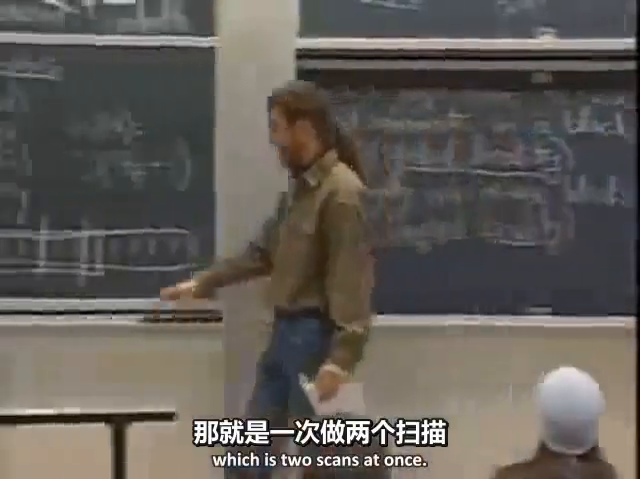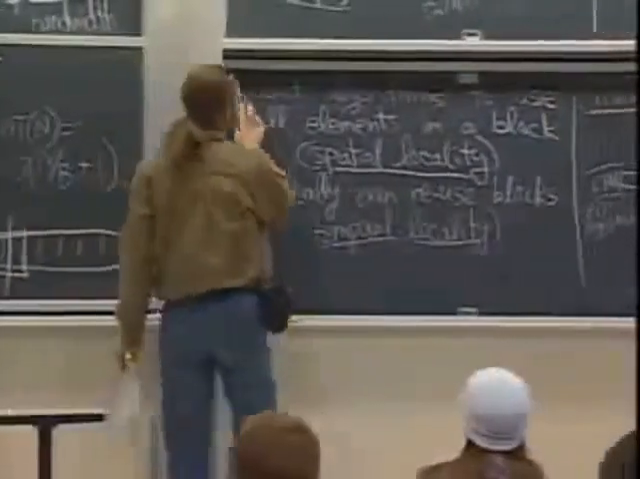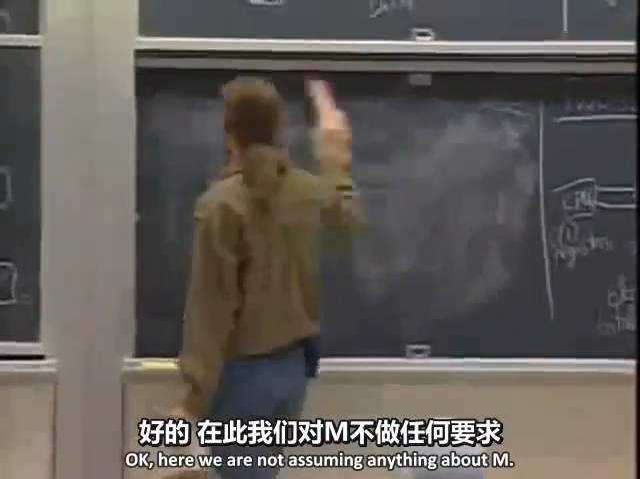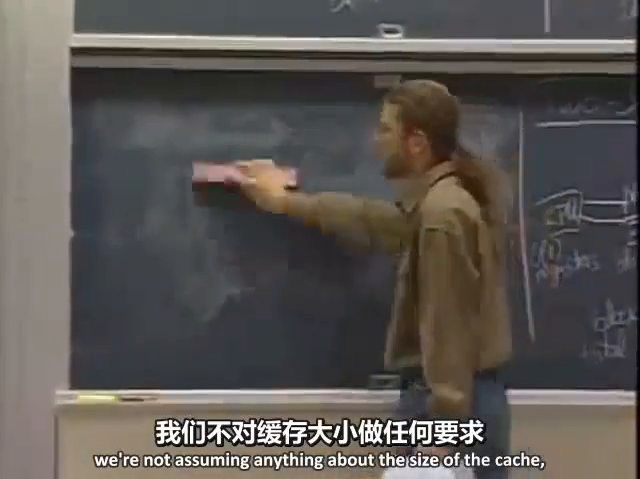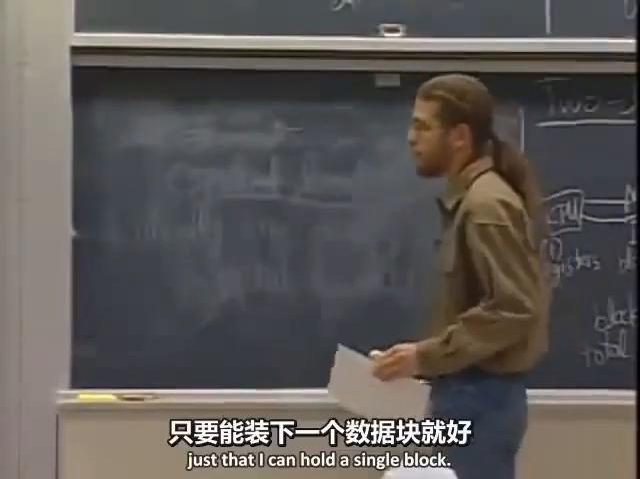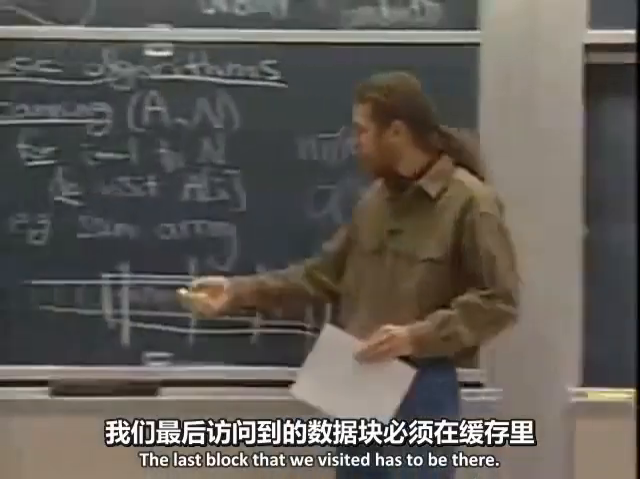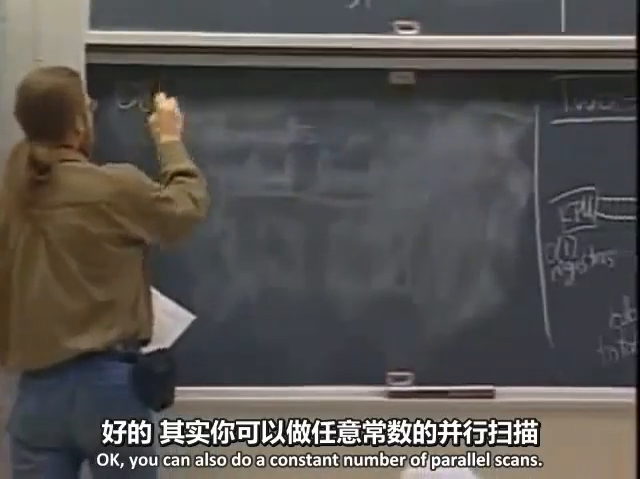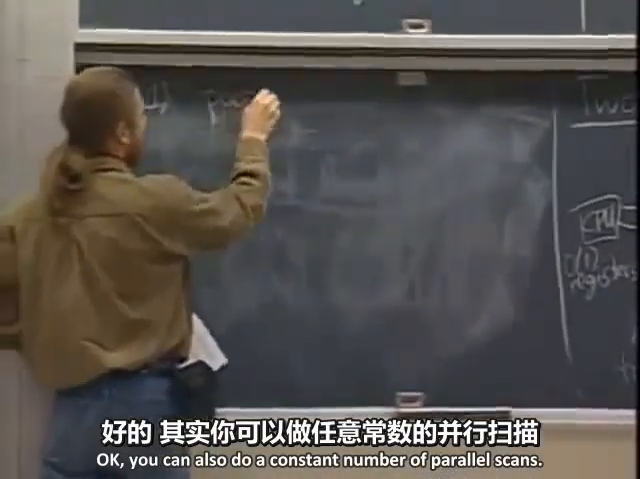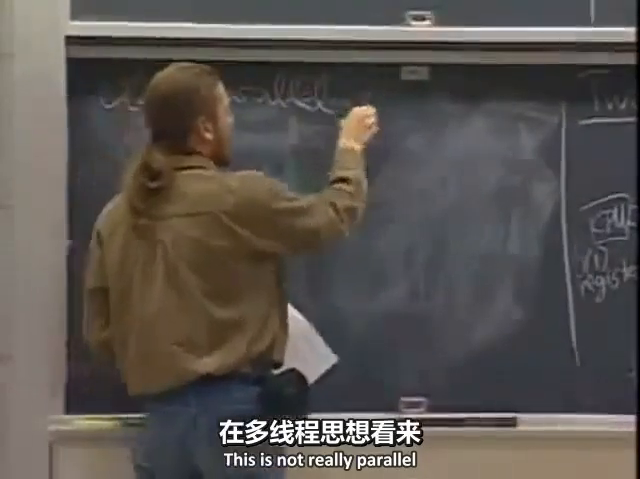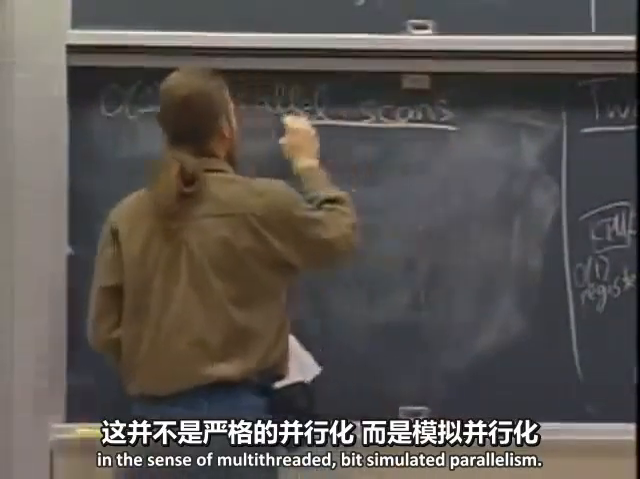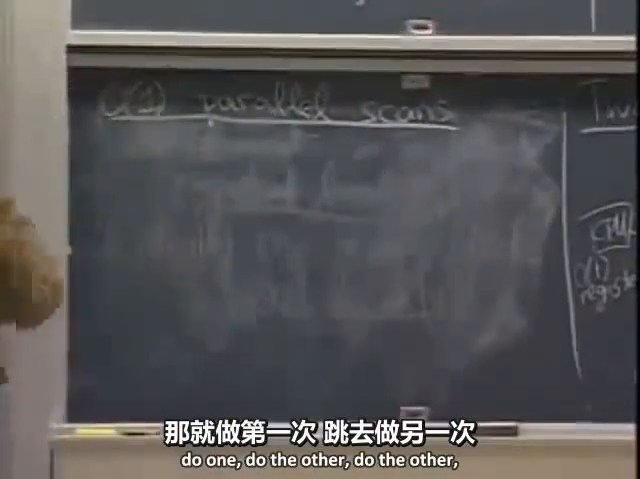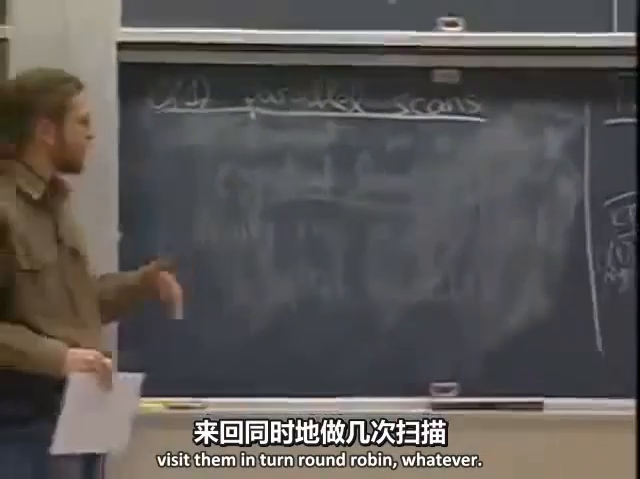Which is 2 scans at once. Okay, here we're not assuming anything about m. We're not assuming anything about the size of the cache. Just that it can hold a single block. We just need that the last block that we visited has to be there. Okay, you can also do a constant number of parallel scans. This is not really parallel in the sense of multi-threaded, but simulated parallelism. I mean, if you have a constant number, I do one, do the other, come back, come back, come back. Right, visit them in turn, round robin, whatever.